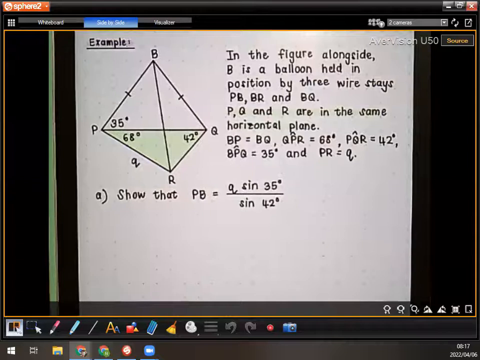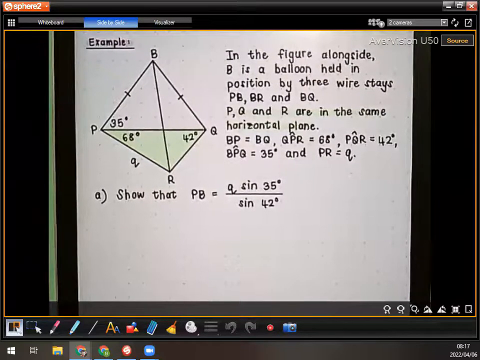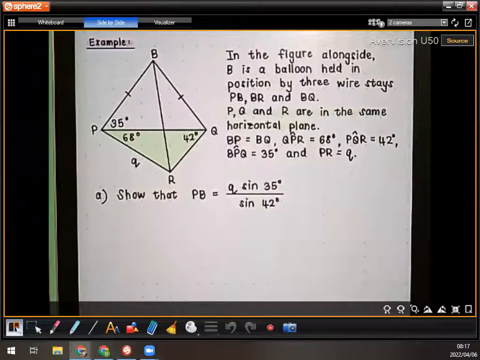Okay, I'm going to say that again. B is the balloon. It is held in place, right? So that it doesn't move by 3 pieces of wire that are attached to the ground. All right. And at each point where those 3 wires are attached to the ground, between those points, they've drawn a triangle. And that is the triangle that we've shaded.